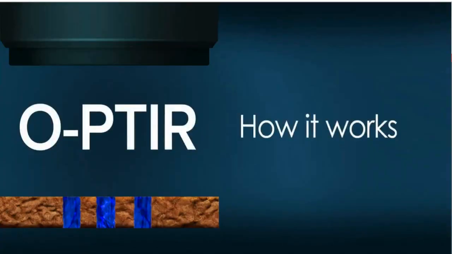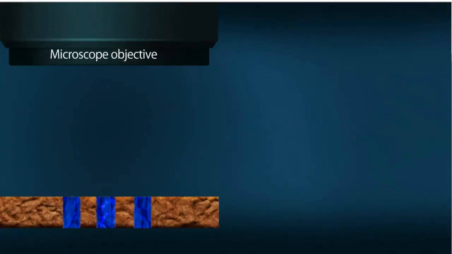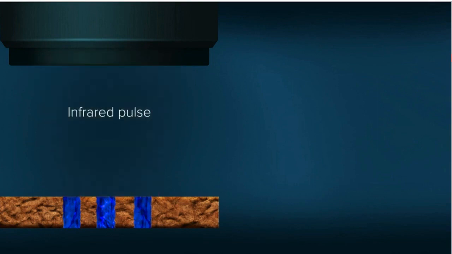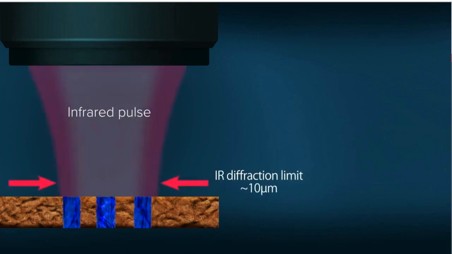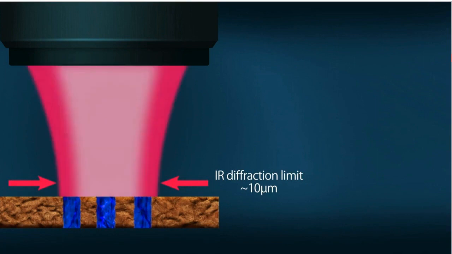How might this technique work? I've got a little video to take you through it. So it all starts with the microscope objective. It's a reflective Cassegrain style. Through that, we shine a pulsed infrared laser beam, and being infrared, it's fairly broad, maybe around 10 microns.